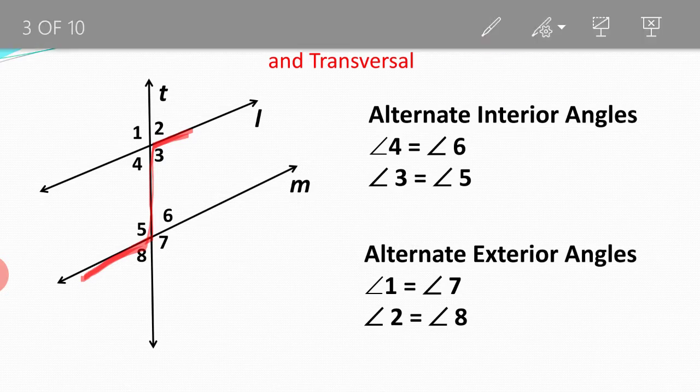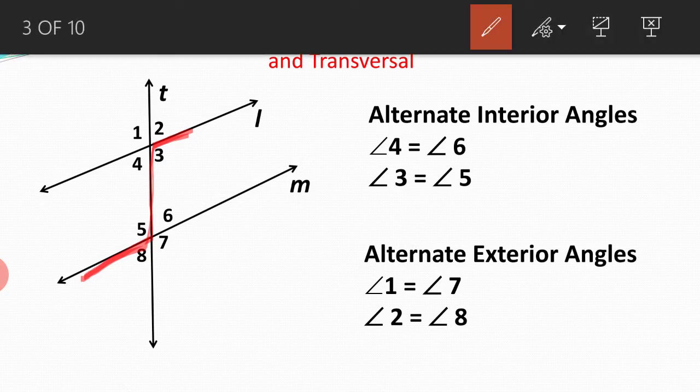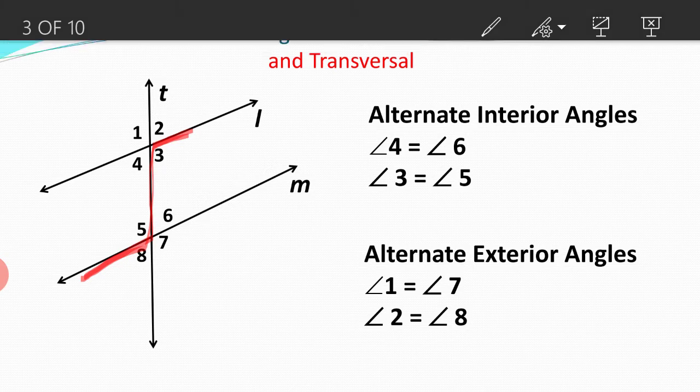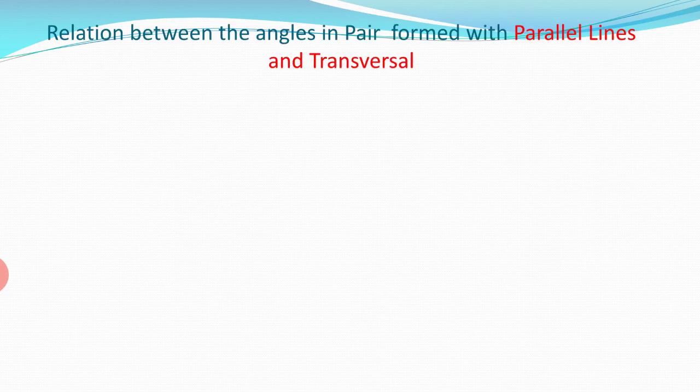Similarly, we have alternate exterior angles. Now there is no such letter, but if you understand alternate interior angles, then you can identify alternate exterior angles. Angle 1 and angle 7 are exterior angles but on different sides of the transversal. So 1 and 7, and 2 and 8, are also equal. Is it clear?